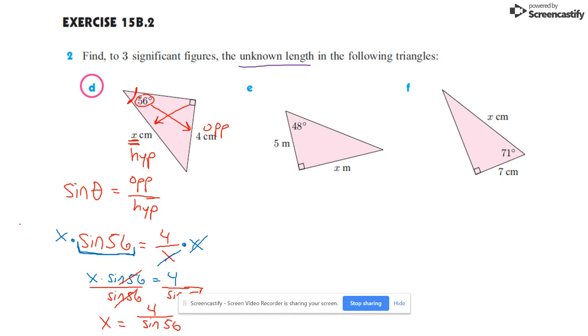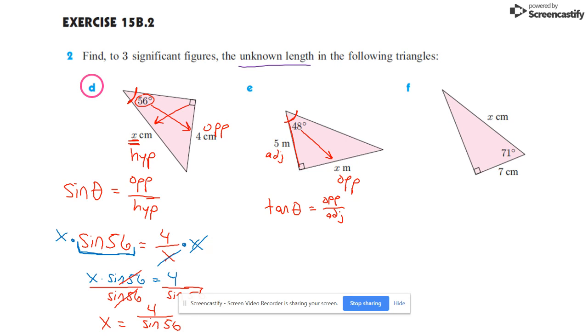All right, so I'm going to do one more from number 2 there. And let's take a look at E. So once again, we have reference angle 48 degrees. And in reference to that angle, we have the side opposite, and then we have the side adjacent. So in reference to this angle, the relationship that compares the opposite and adjacent is tangent. So tangent of theta is equal to opposite over adjacent.